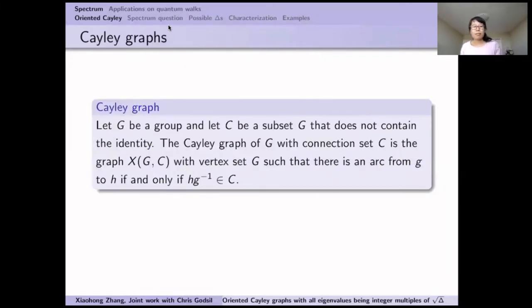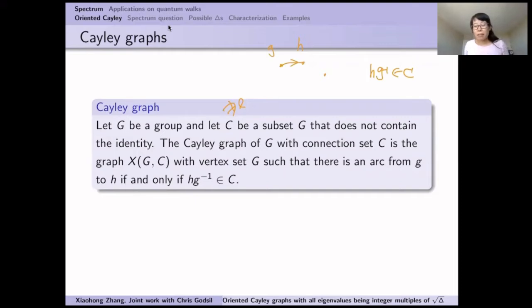What is a Cayley graph? To define a Cayley graph, we need a group. So let G be a group, and we take a subset C of G such that the group identity is not in this subset C. Now to construct a Cayley graph, we just assign a vertex to each group element. If we have two group elements G and H, we have an arc going from G to H if and only if HG inverse is in that subset C. It's called the connection set of this Cayley graph.